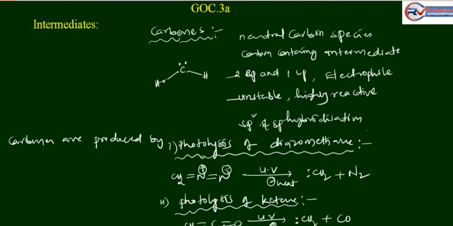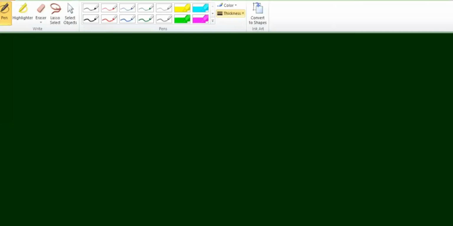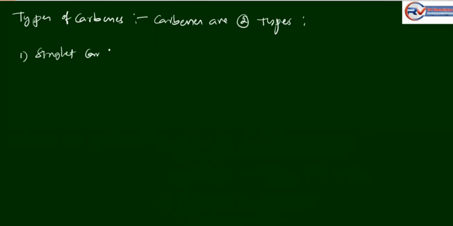Next, the types of carbenes. Generally, carbenes are of two types: singlet carbenes and triplet carbenes. Let's talk about singlet carbenes.